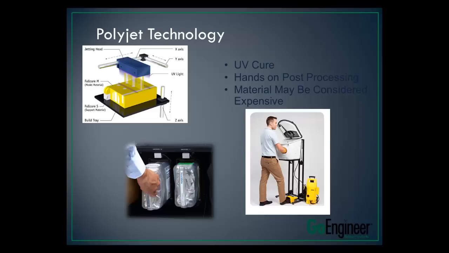So, the more that these parts are exposed to light, they may warp or become a little bit more brittle. The support for this process, it's like a gel-like substance that has to be removed manually with a water jet.